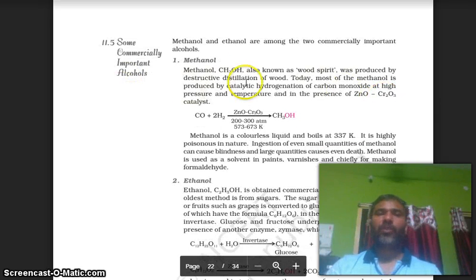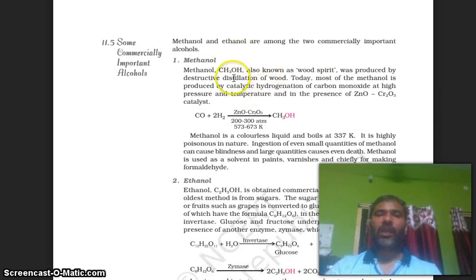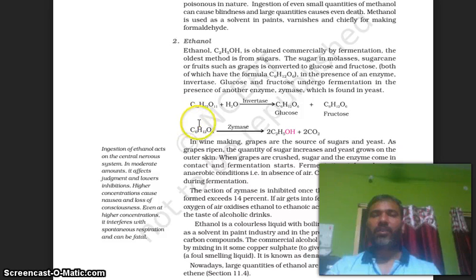So, commercially important alcohol: methanol, you can prepare methanol with carbon monoxide and hydrogen gas. Ethanol, you have these products, carbohydrates, C12H22O11, and then invertase enzyme will give glucose and fructose, and in the presence of zymase you will get the alcohols.